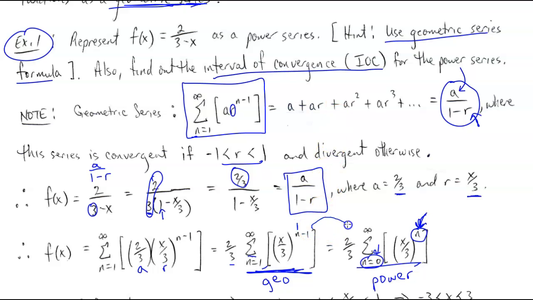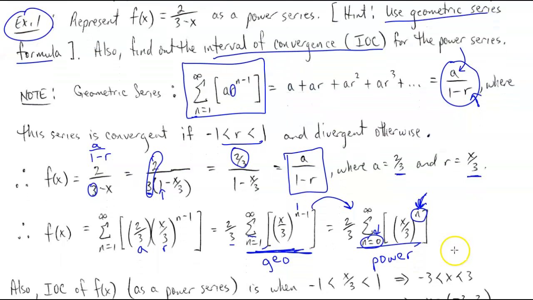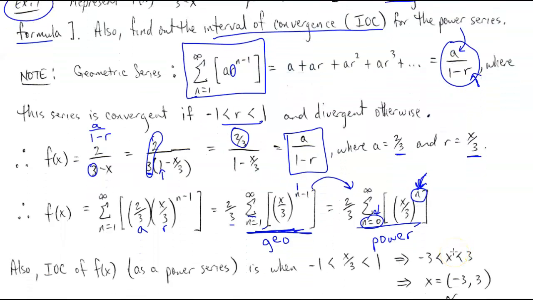So again, making this step from here to here by changing the index, that gets us from geometric series format to power series format, which is what we need. Okay, so once we have that in place, then everything else is pretty easy to do, because we have what we want, which is our function in power series form.